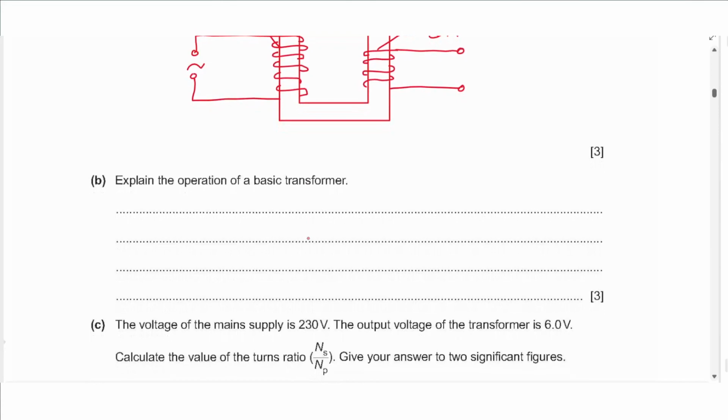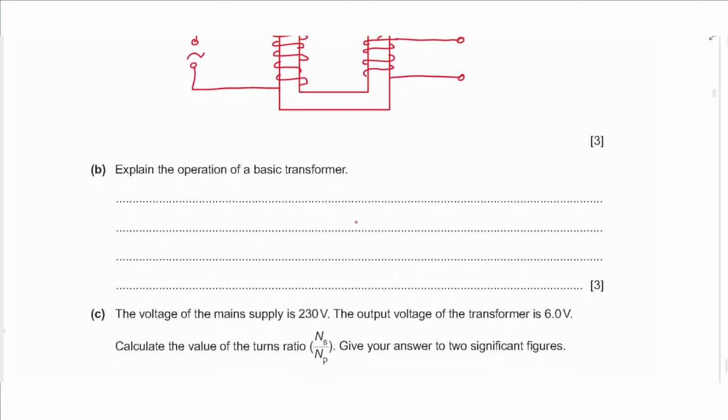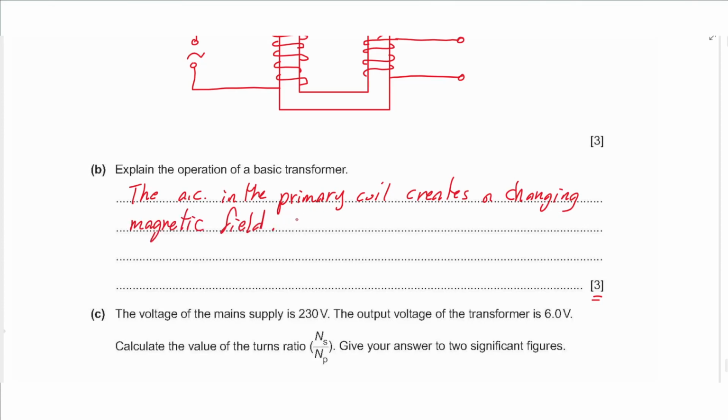Question B says explain the operation of a basic transformer. So we have 3 marks here. That's the basic 3 sentences. The AC in the primary coil creates a changing magnetic field, and the iron core increases the strength of the field or transmits the field to the secondary coil.